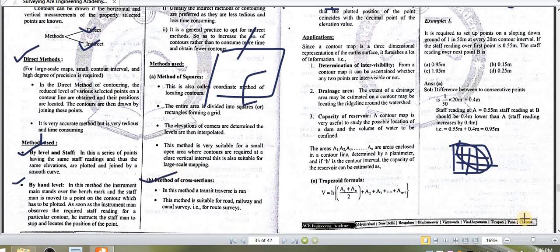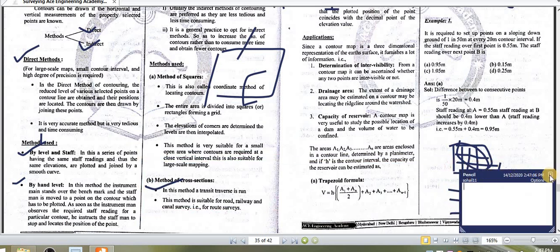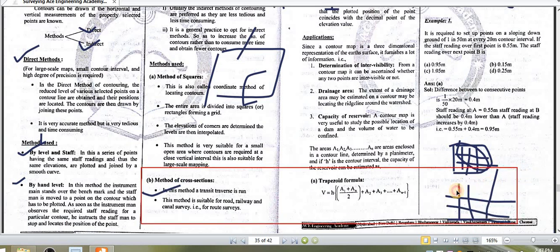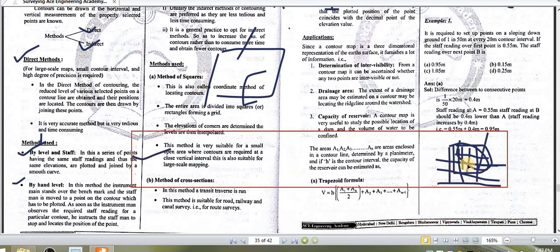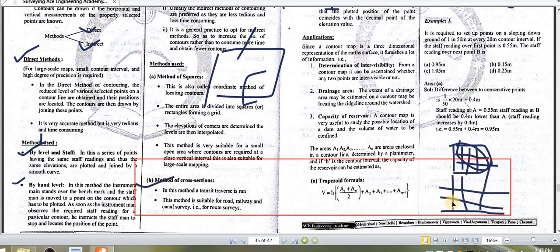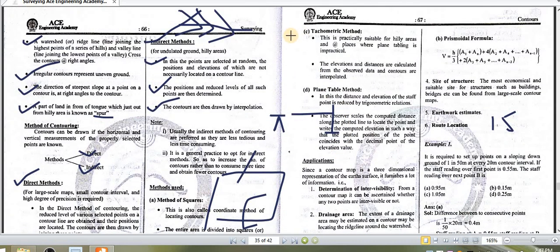Then there is the cross section method. In this you divide the whole area into a number of horizontal lines. Then you draw cross sections from there. At the points where the horizontal lines and the cross sections meet, the elevation of those points needs to be found out. After doing the interpolation you can easily draw your contours from there. This is the cross section method. After that, the next method is the tachymetric method.